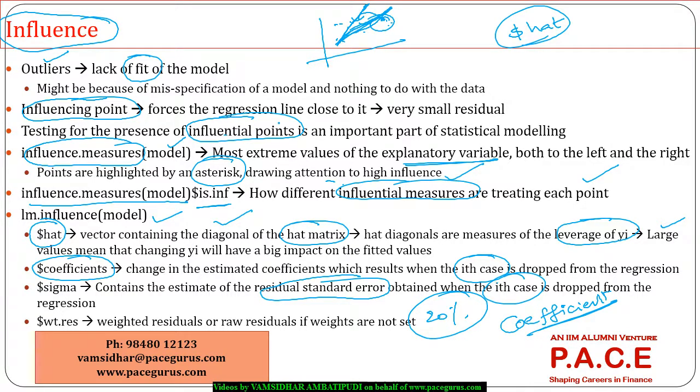Basically, if I have a point as an influential point, let's say I drop it and rebuild the model: by what extent will the coefficients of the model change? That's one thing I am looking at. By what extent will the residual standard error of the model change? And if weights are not set, it will just give me the raw residuals, but if I have set weights for each of the observations, I will get the weighted residual values. This way I can identify which points are very heavily influencing my model. Based on that, if required, I may take them out of my model, so that more and more reliability can be attached to the model that I am building from the data. Alright.